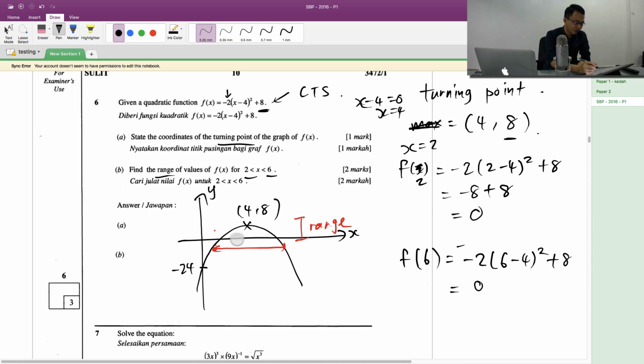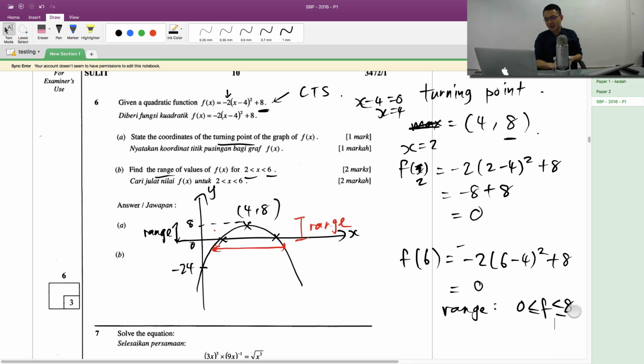So the domain is from this coordinate to the other coordinate, and the range should be here only, from 0 to the maximum, which means from 0 to 8. So this is the range. If the question asks me to find the range, I will say f(x) should be between 0 and 8, and it definitely can touch 0 and 8.